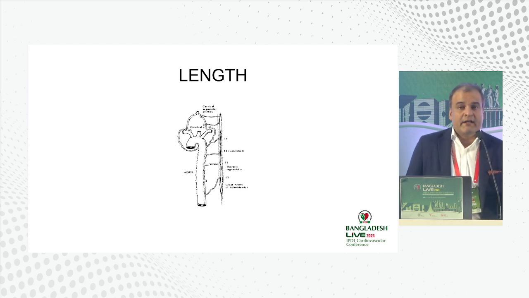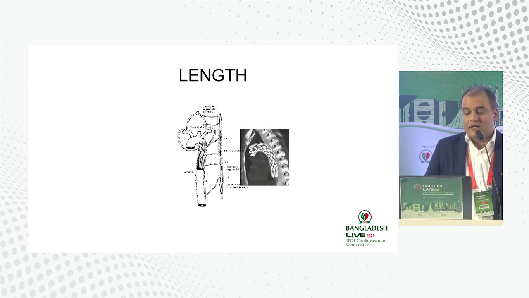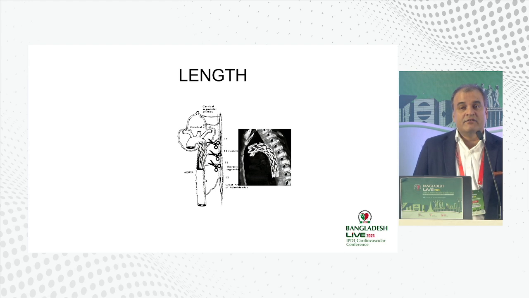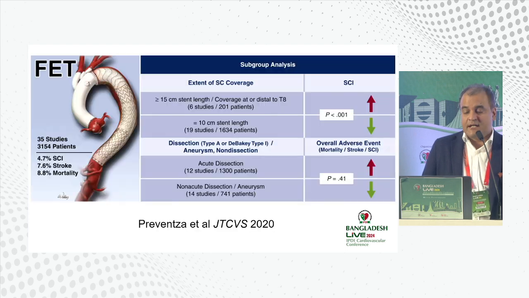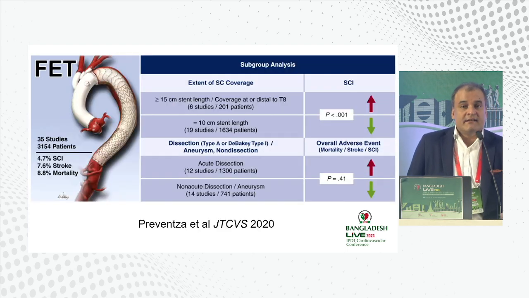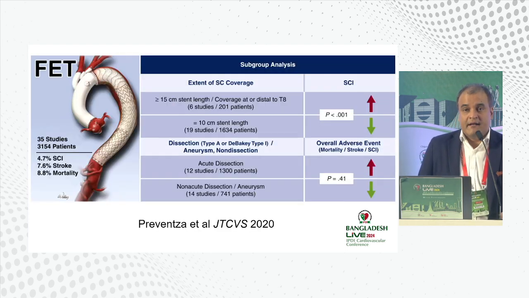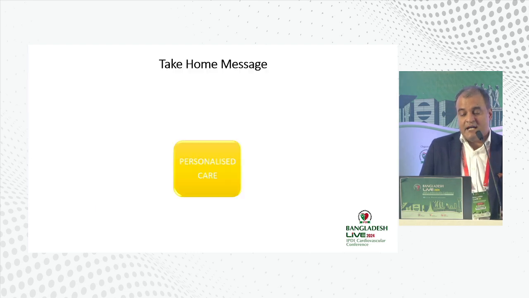Length is also important. We know that frozen elephant trunk or TEVAR stents reduce the blood supply, cutting off the blood supply to the spinal cord. So it's really important to think about the length. Whilst you need to cover the entry tear, it's also important not to use too long stents, which can cause paraplegia. This is a study by the group in Dallas, Texas, where they have shown that if more than 15 centimeter of stent is used, then the risk of paraplegia is much higher.